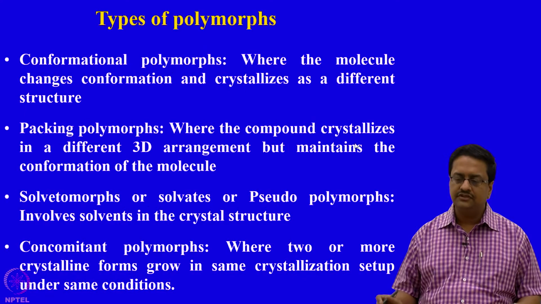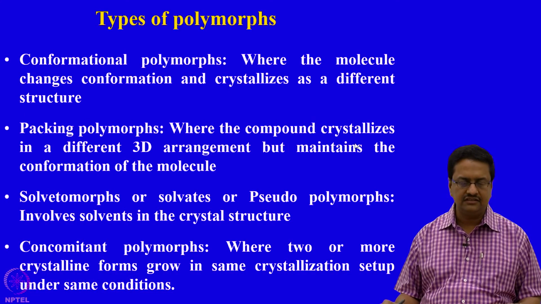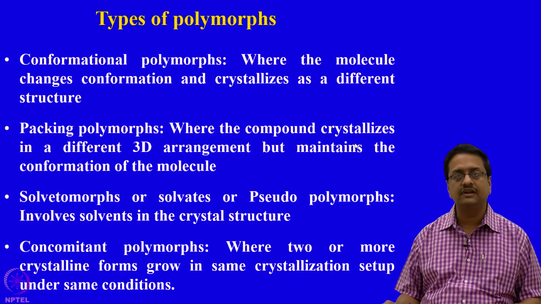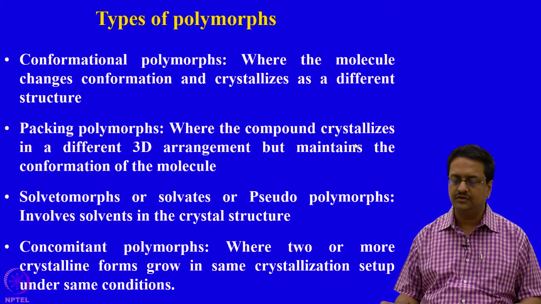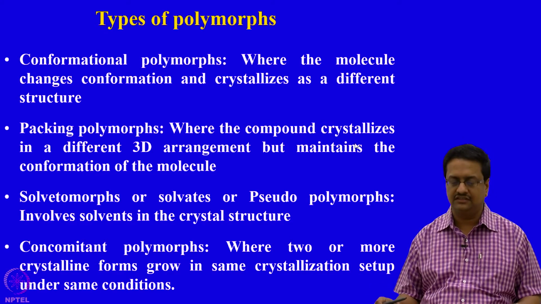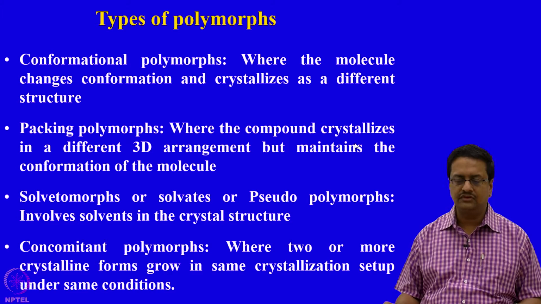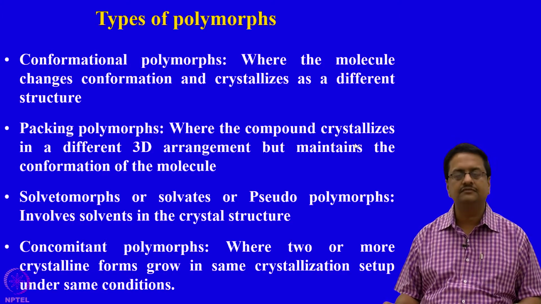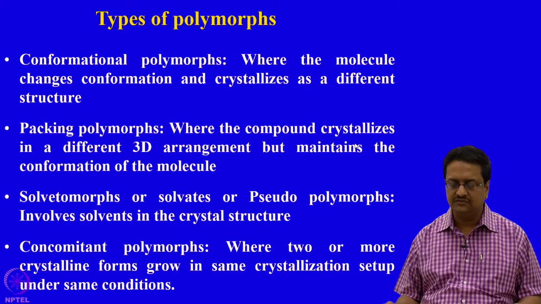So, there are different types of polymorphs that have been characterized in the literature. The first type of classification is conformational polymorphs, where the molecule changes conformation and crystallizes as a different structure. Packing polymorphs, where the compound crystallizes in a different three-dimensional arrangement but maintains the conformation of the molecule unchanged. Solvatomorphs or solvates or pseudopolymorphs are crystal structures of the same compound which involve a solvate.